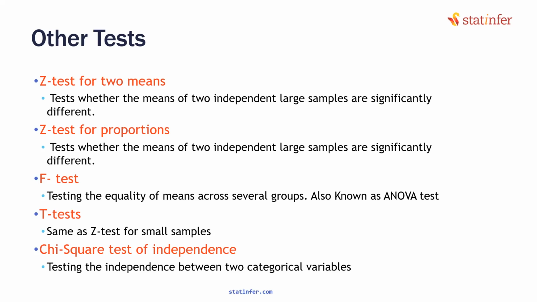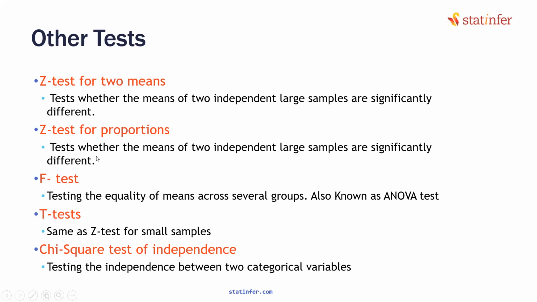Let's say in this bank, they are not paying the same way. They are doing discrimination. How do you test it? You take two samples, male and female, find the average salary of male and the average salary of female, then compare them. That is also done by z-test. Z-test for two means, z-test for population proportions.